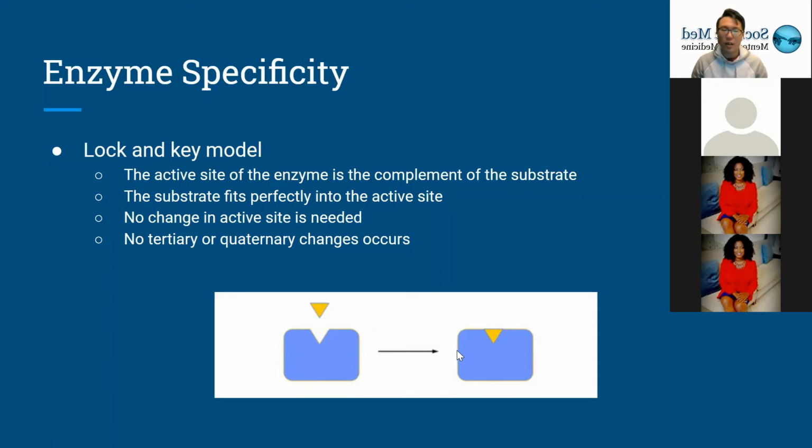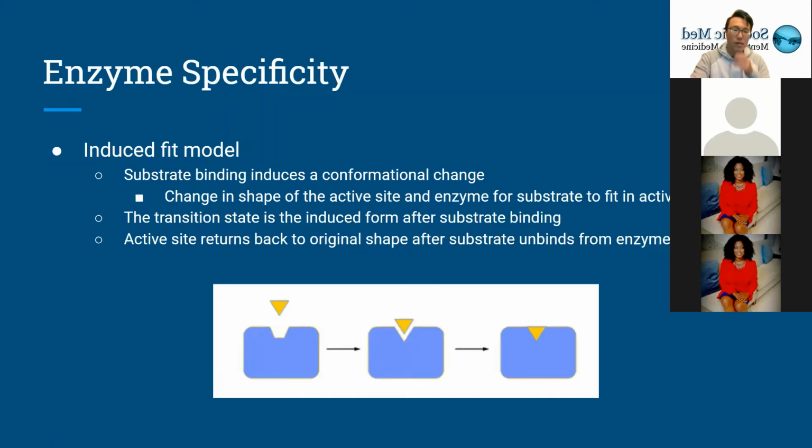This is called the lock and key model because the key, which is the substrate, fits perfectly into the lock without any change needed. And that model is pretty outdated now. The more accepted model is called the induced fit model. Substrate binding to the active site of the enzyme induces a conformational change. So the shape of the active site and the enzyme is changed in order for the substrate to fit into the active site.